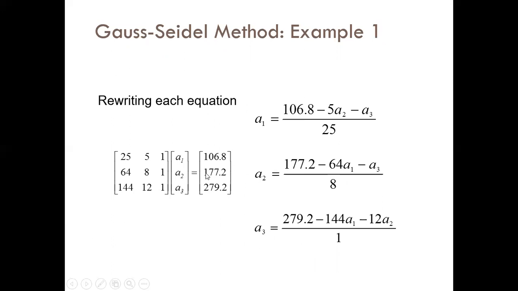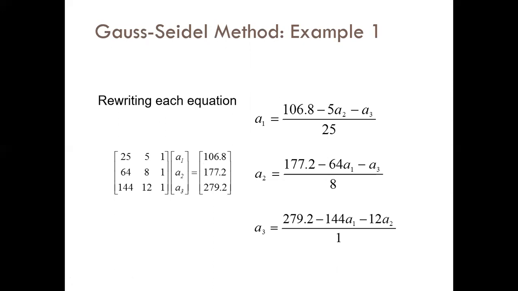For A2 it is 177.2 minus 64A1 minus A3 divided by 8, and A3 is equal to 279.2 minus 144A1 minus 12A2 divided by 1. These are the simple equations found from the given equation.